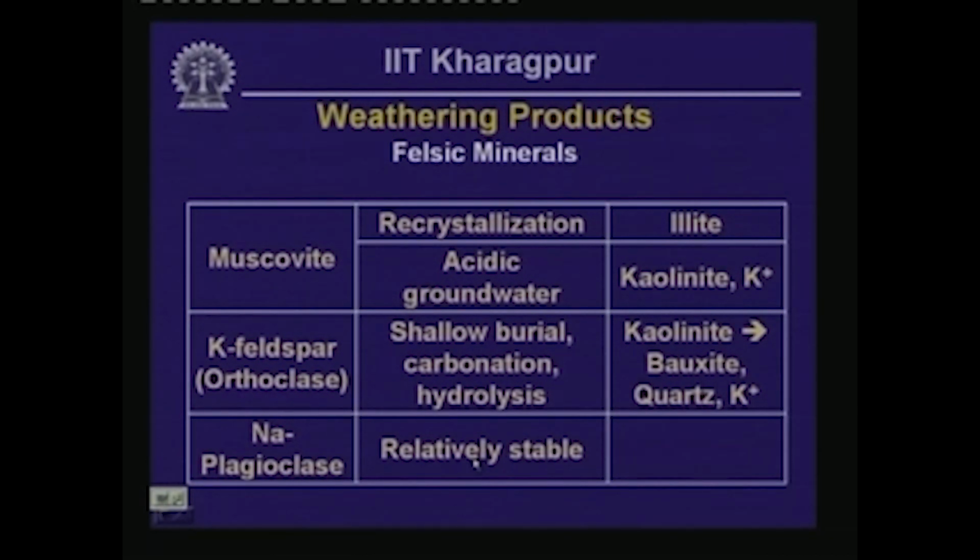We look at the weathering products of different felsic minerals, and what we consider here are the felsic minerals of which are the main rock forming minerals. You may recall that we considered 9 rock forming minerals that compose most of the igneous rocks, and we consider the felsic minerals of those 9 main rock forming minerals, and this table here shows the weathering process that weathers 3 of these minerals.